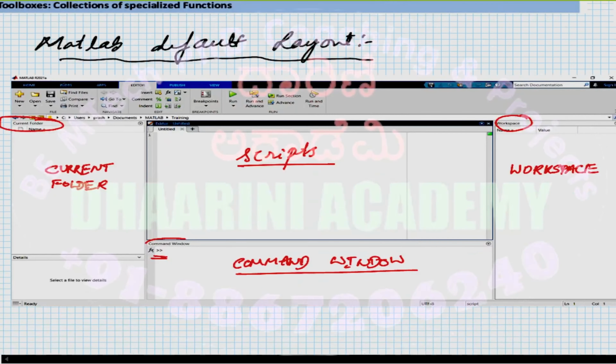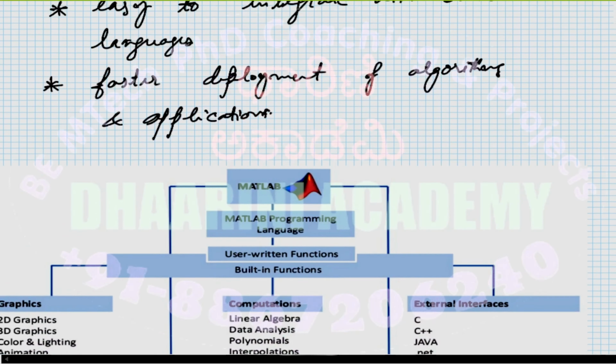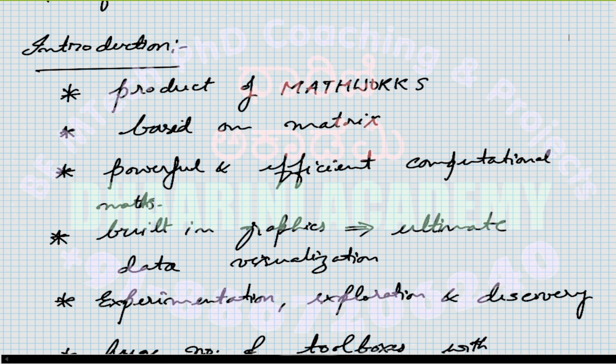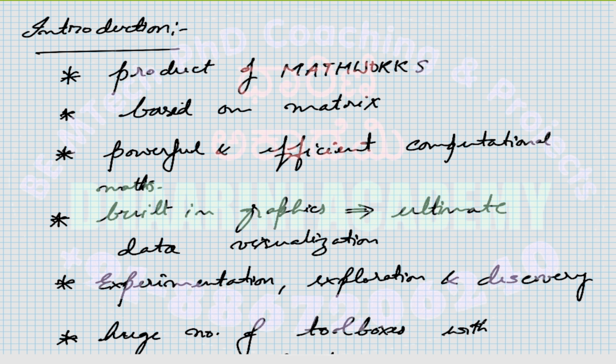So to start with, we directly jump into the concepts of MATLAB by looking at the introduction first. As I mentioned, it is a product of MathWorks, and basically it is based on the matrix. As you all know now, every entity that we try to use here, maybe it is a plot, it may be a graph, it may be a variable, and each and everything we use here is going to be considered as a matrix. You are going to see that soon.